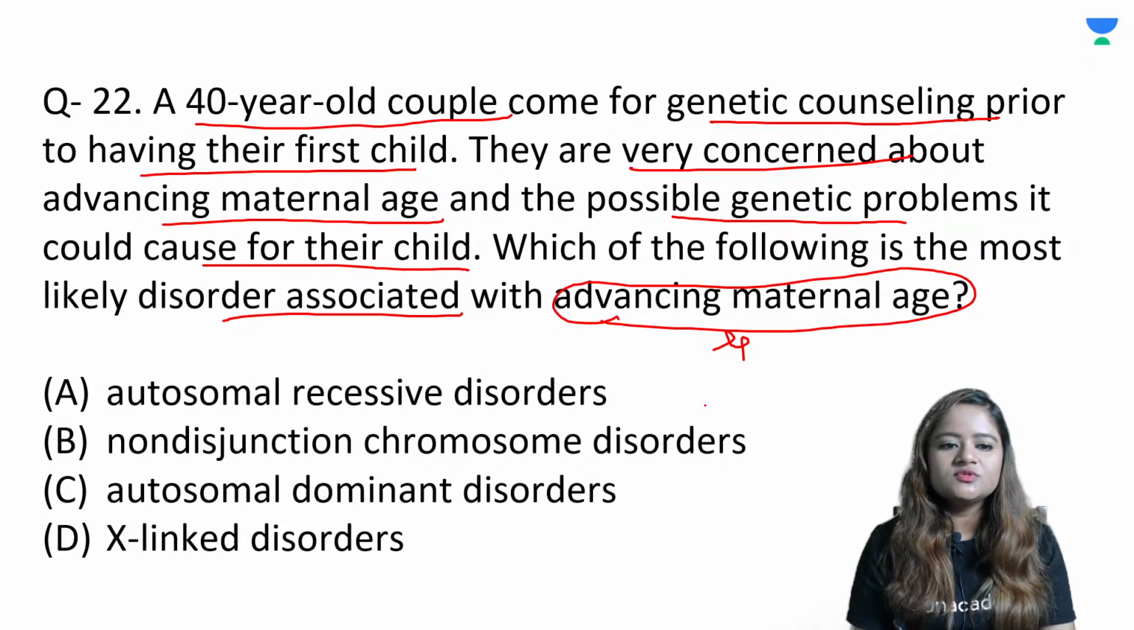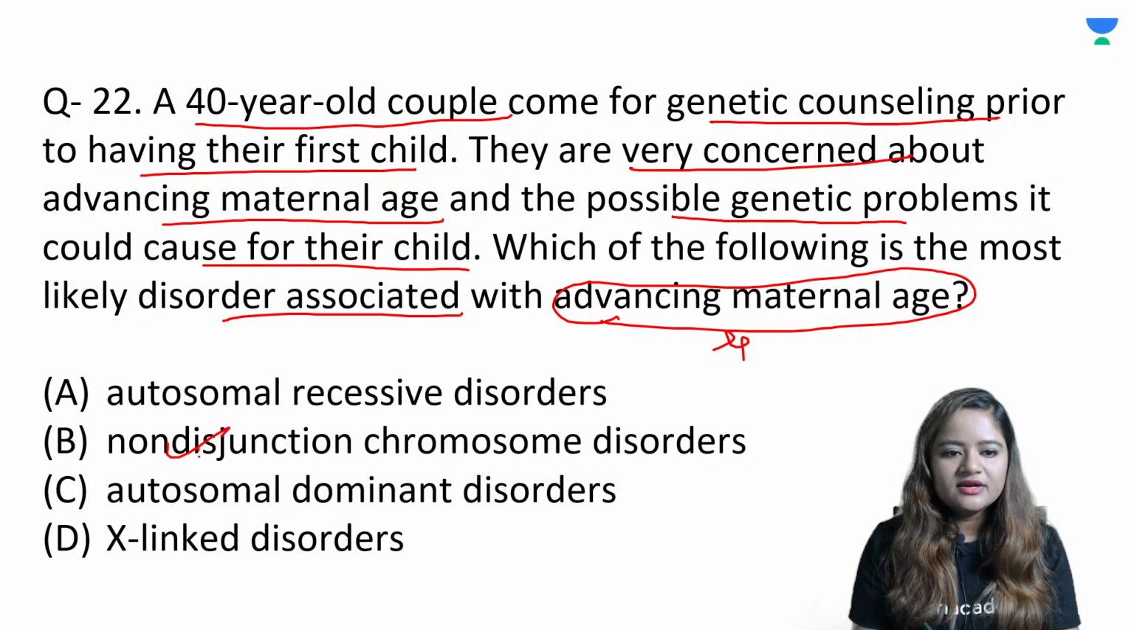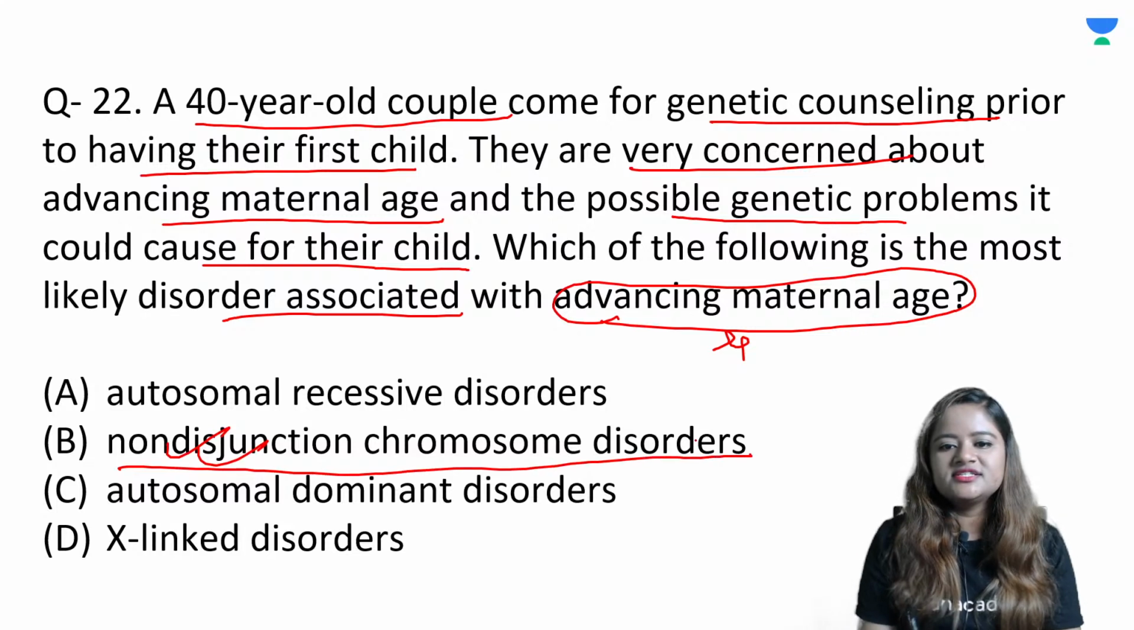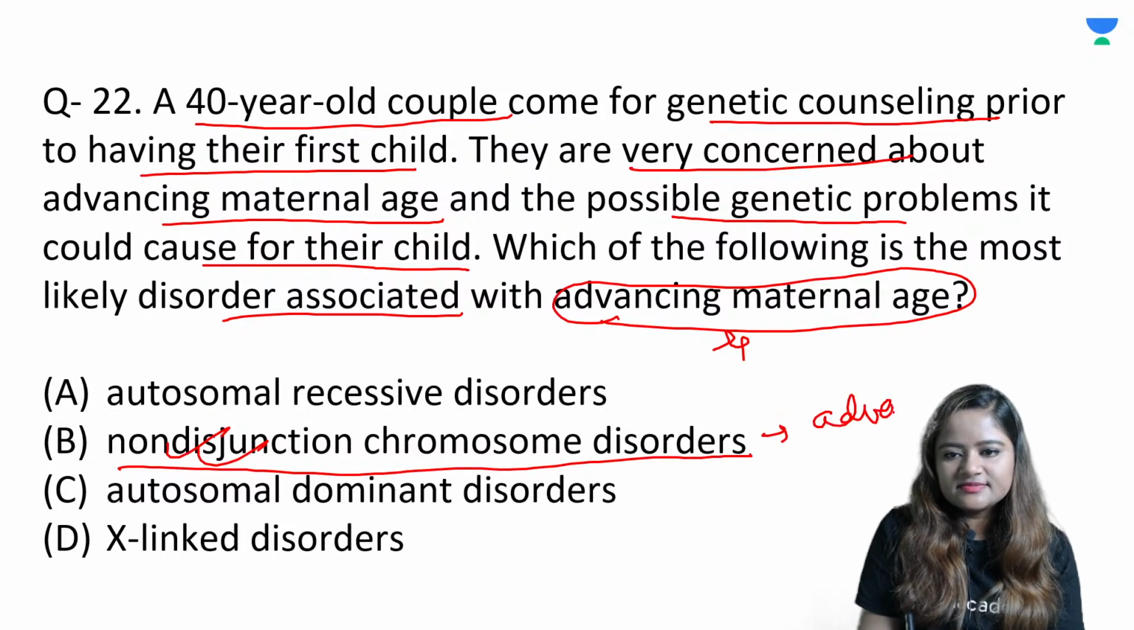Yes, it is Down syndrome. So if you know the mechanism of Down syndrome, you can answer this. It is option number B, non-disjunction of the chromosome. That is the problem that occurs with advanced maternal age.